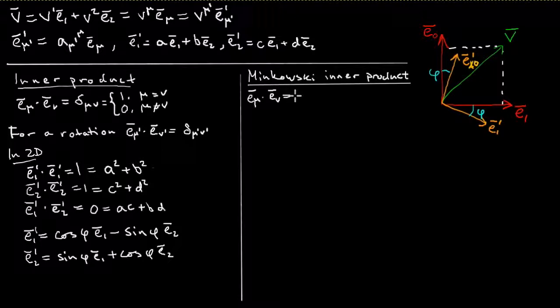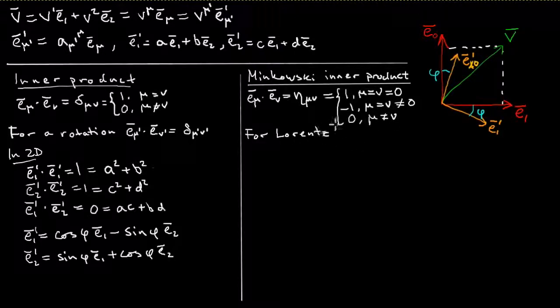Instead, the inner product of the basis vectors is given by the Minkowski metric tensor, eta. Like the Kronecker delta, eta is equal to 0 if the indices are different, and 1 if mu is equal to nu is equal to 0. However, for all other mu equal to nu, it is equal to minus 1 rather than 1. This in a 4-dimensional spacetime means that mu and nu are equal to 1, 2 or 3.